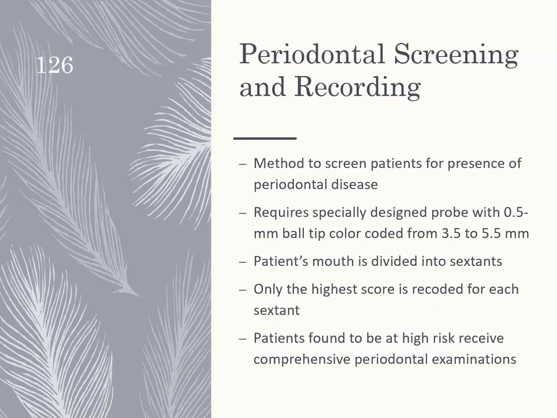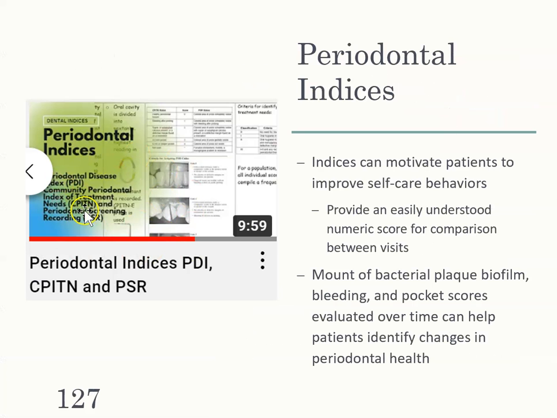PSR is an important section to know for perio. PSR is when you take the highest code, so use a HU probe, which is the probe with the ball tip at the very tip, and you put the highest code per each sextant. And again, I have a video on this. It's on my YouTube channel, and if you go to this one here, let's use periodontal indices, it will talk in detail about how to do a PSR.